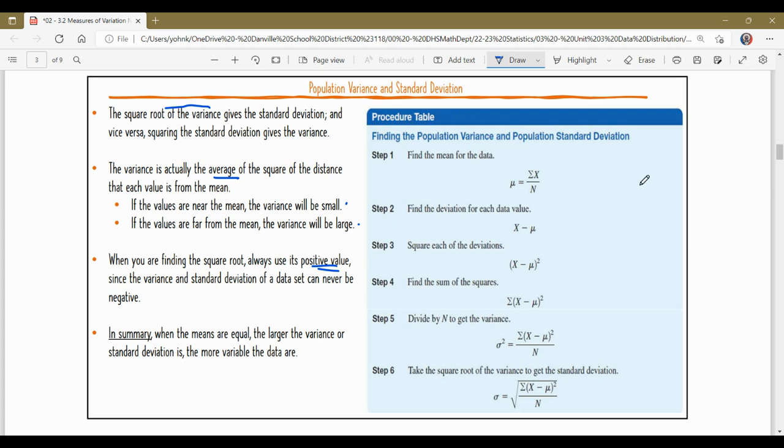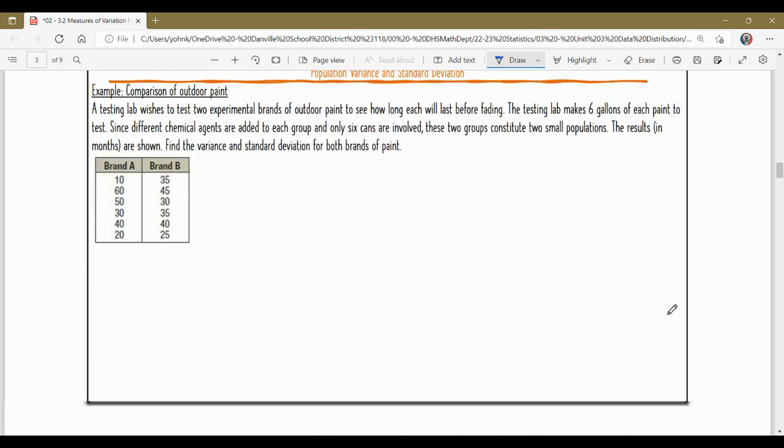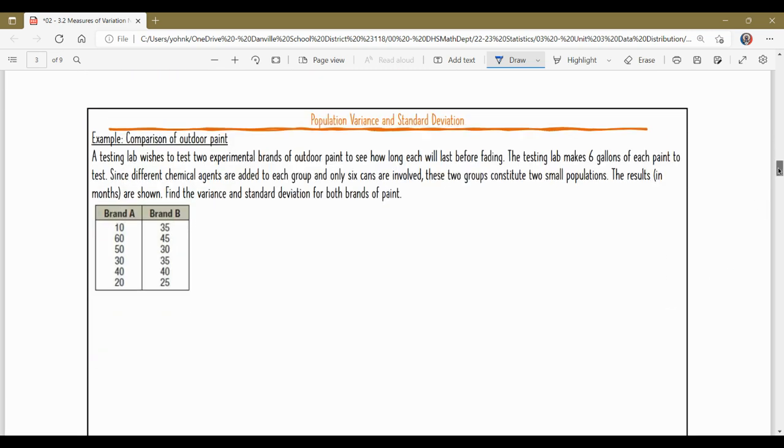This blue table right here gives you the different steps on how you're going to find population variance and population standard deviation. First, you're going to find the mean. Then you're going to subtract the mean from each of those values. Then you're going to square all of those deviations. Then you're going to add all those squared deviations up. Then you're going to divide by n. That gives you the variance. And then finally, you're going to take the square root, and that's going to give you the standard deviation. Now, this seems really complicated, but once you do it a couple times, it becomes easier.